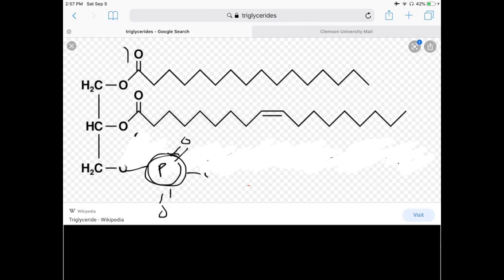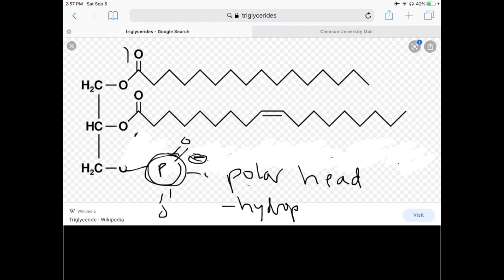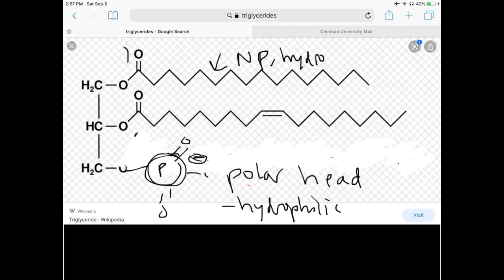So before we had our lipids, our triglycerides, they're non-polar, they're not interacting with water. But now we have this phosphate group which has a charge, and so since it's charged, this is a polar head, we call it. So this polar head likes water, so we call it hydrophilic. These tails, they're non-polar, NP, and we call these hydrophobic.